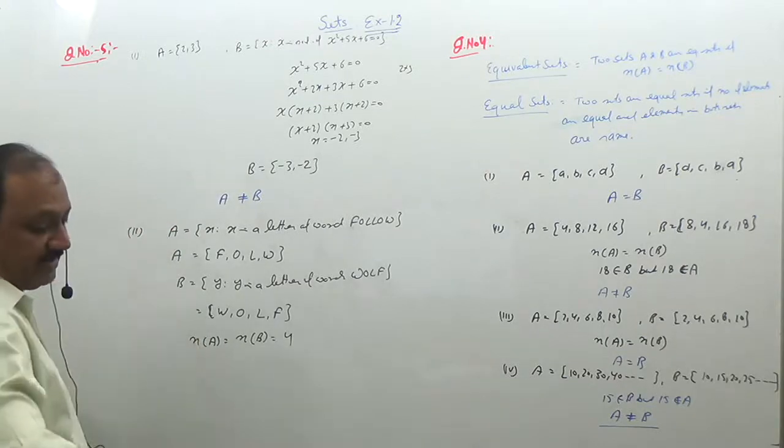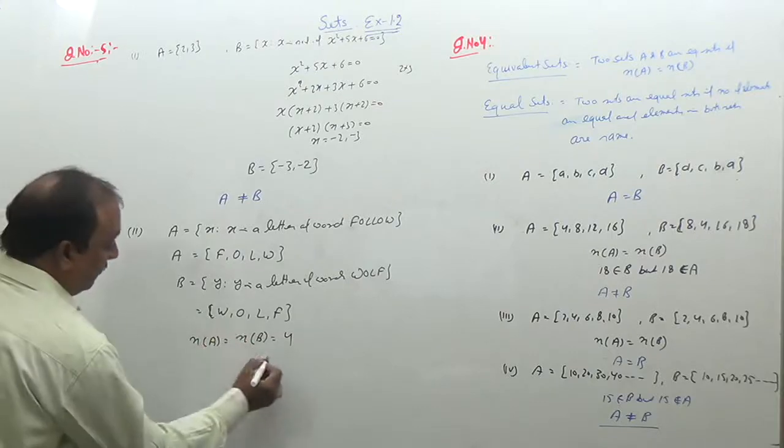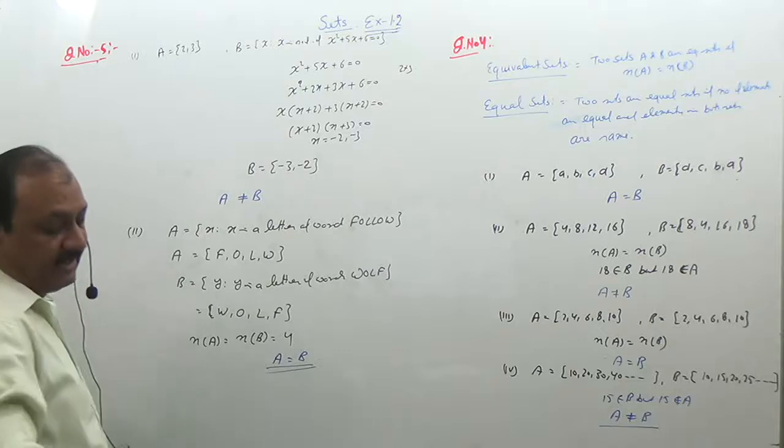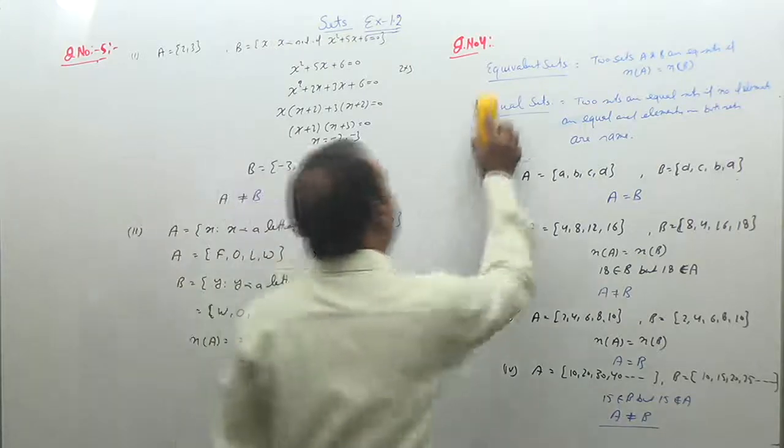So we can say that set A is equal to set B. तो यहां पर कंक्लूजन है कि सेट A जो है वो सेट B के इक्वल है.